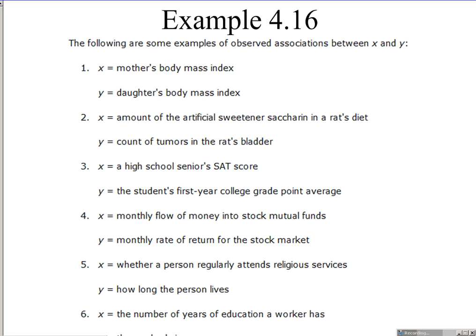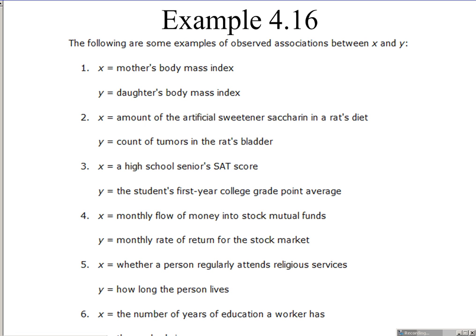There's an association between a mother's body mass index and her daughter's body mass index. Number 2, the amount of artificial sweetener saccharin in a rat's diet, and the count of tumors on the rat's bladder. Number 3, a high school senior's SAT score and the student's first year college grade point average. Number 4, monthly flow of money into stock and mutual funds, monthly rate of return for the stock market. Number 5, whether a person regularly attends religious services and how long the person lives. And 6, the number of years of education a worker has compared to the worker's income.